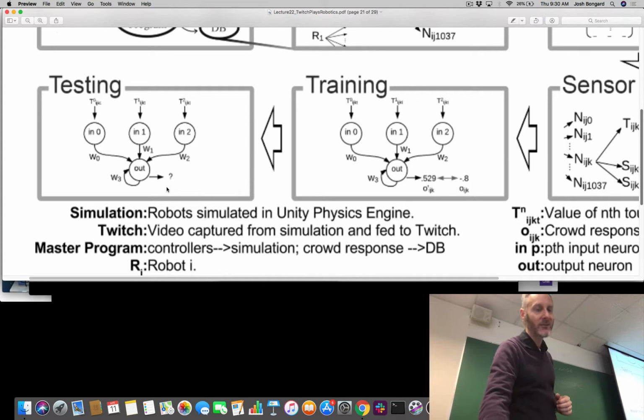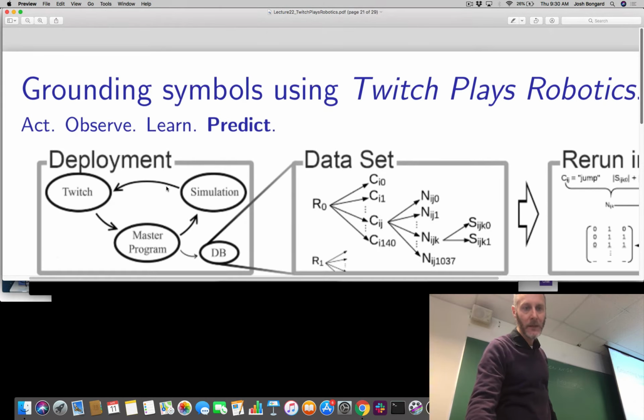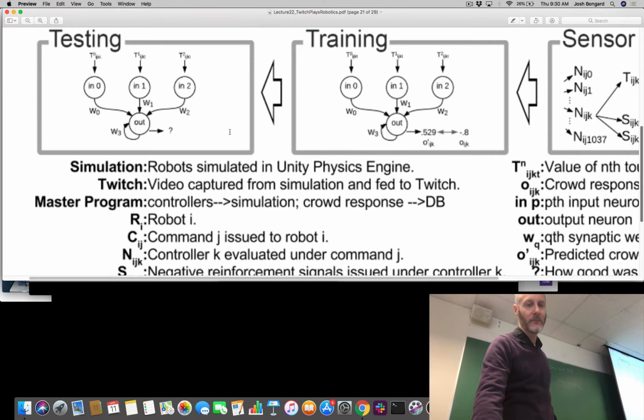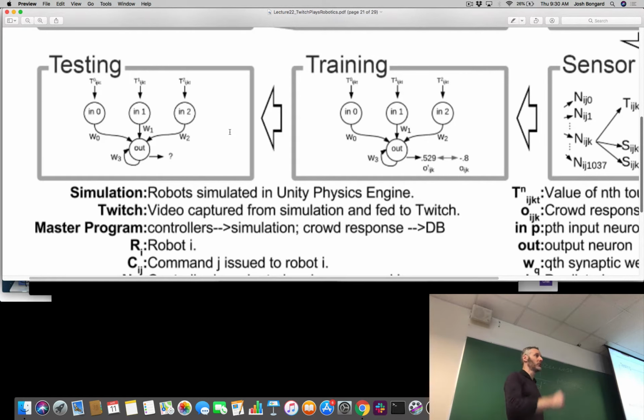And we get, at the output, after pushing through one of these matrices, a single value, which is O prime. The neural network is now finally predicting how the crowd will respond to that action. And if that prediction is close to what the crowd actually did, which the neural network never saw before, it's learning.